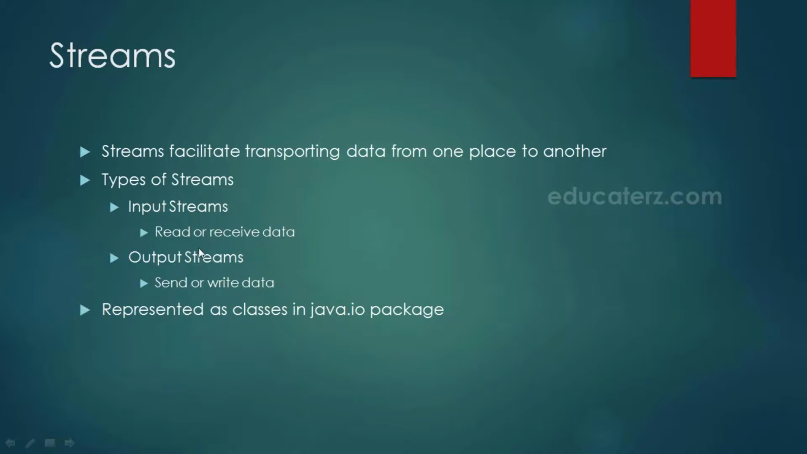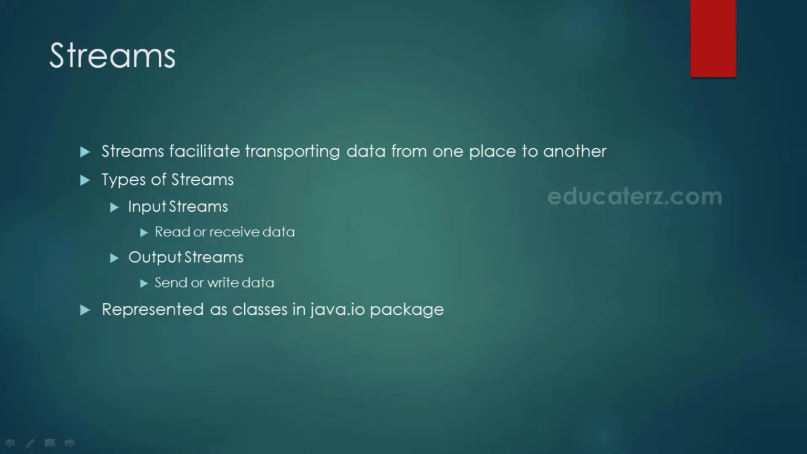So streams are basically categorized into two ways, that is input streams and the output streams. Input streams are the streams which receive or read data. Output streams are the streams which send or write data. So all the streams are represented as classes in java.io package.